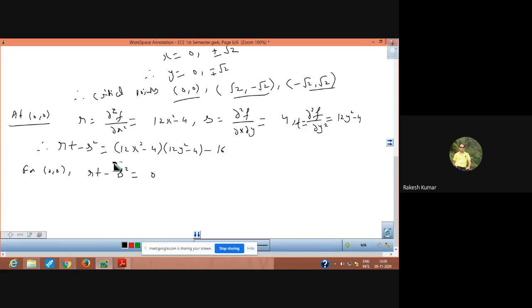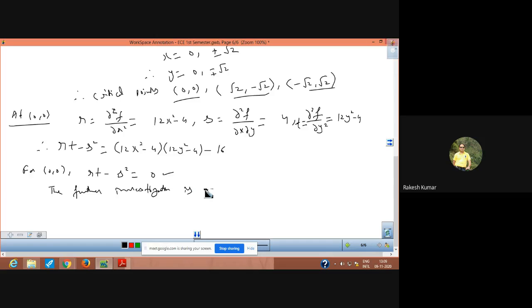जब (0, 0) put करने पर ये value 0 आ जाती है, तो इसके लिए हमें further investigation करना पड़ेगा. ये case हमने पहले discuss नहीं करा है, ये new चीज है. जब भी value of rt minus s square equal to 0 आ जाए, it means the further investigation is needed.